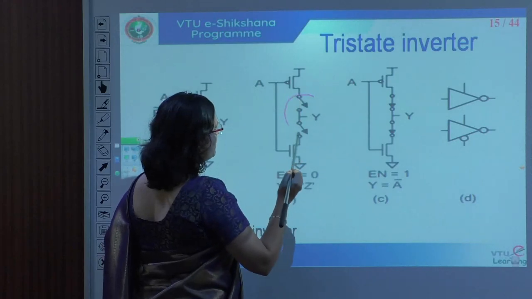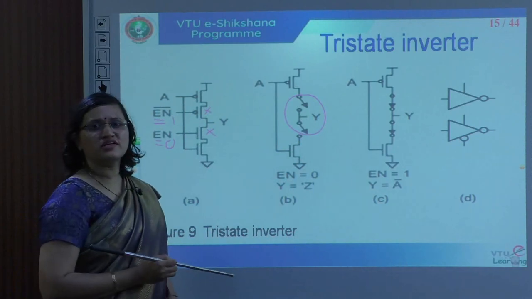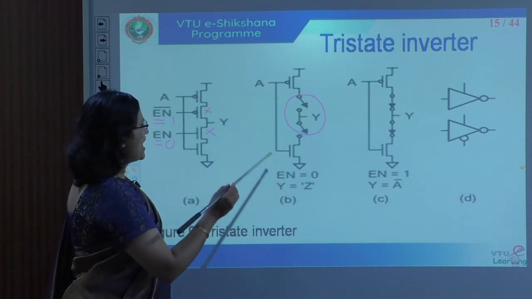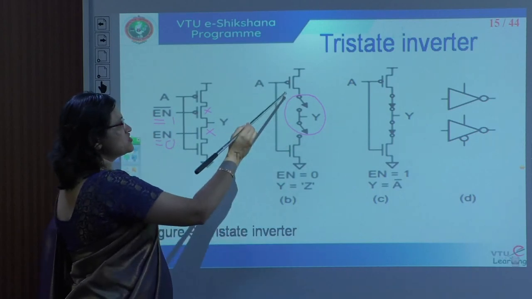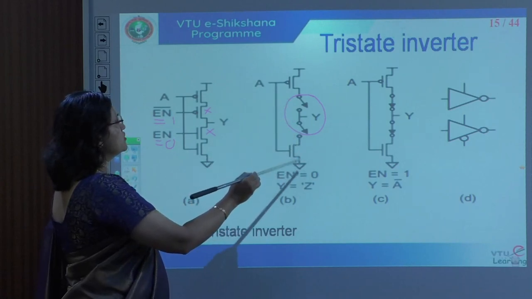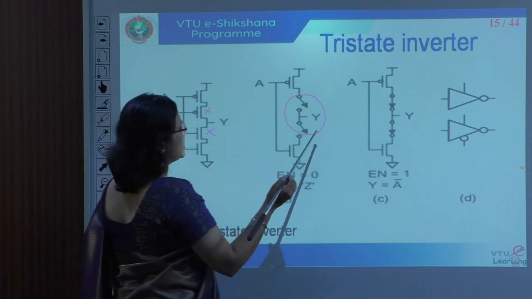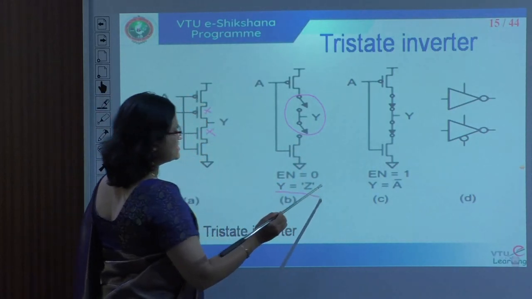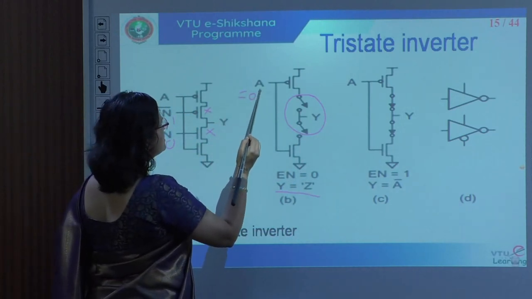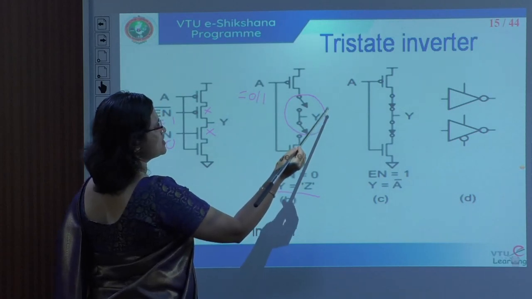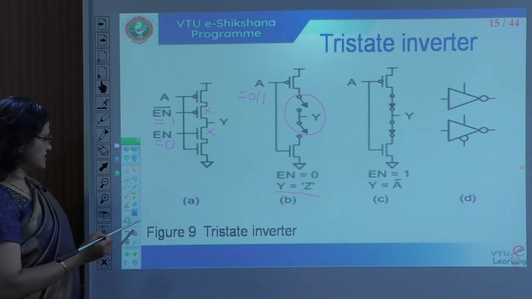Both the switches are open, so both the transistors will be turned off. Your enable signal is 0 means enable bar will be 1, so both the switches are open. So this will not work like an inverter, so your output Y is equal to high impedance state, that is Z. Even if you give any value as 0 or 1, you won't get the output as 1 or 0, your output will be in the high impedance state, that is a Z state.